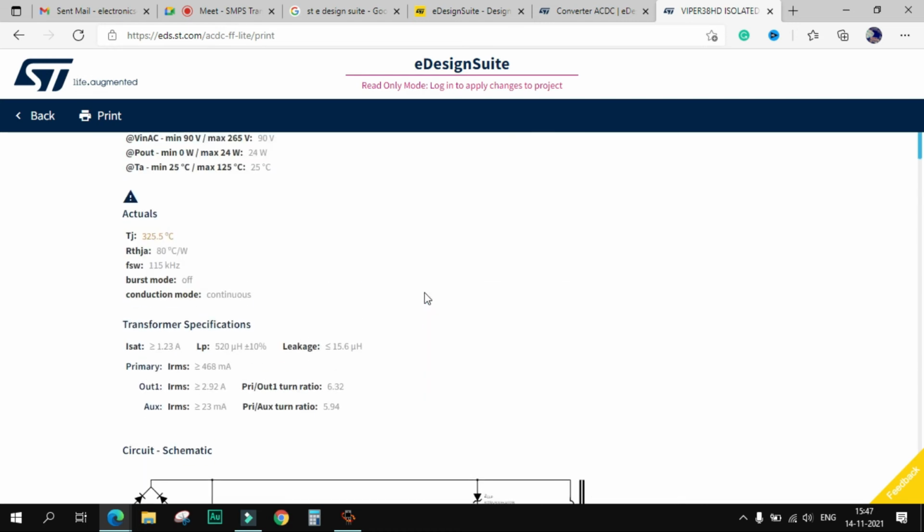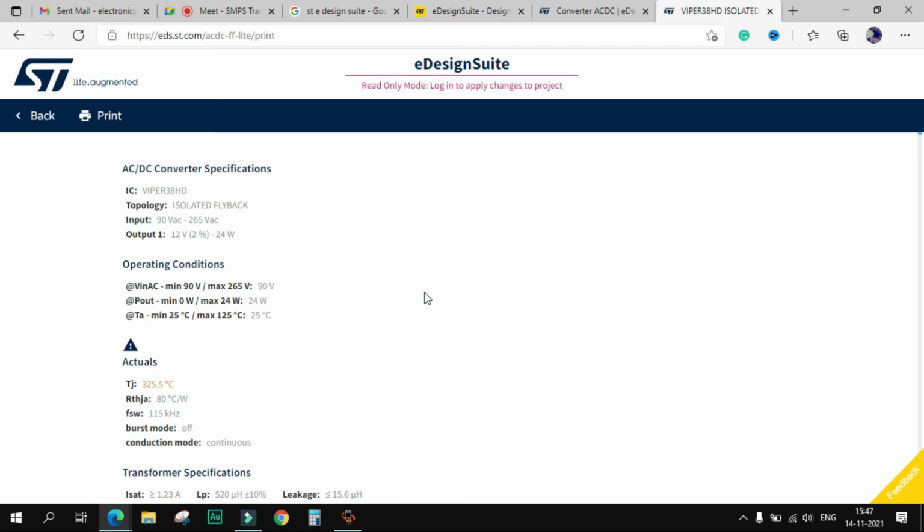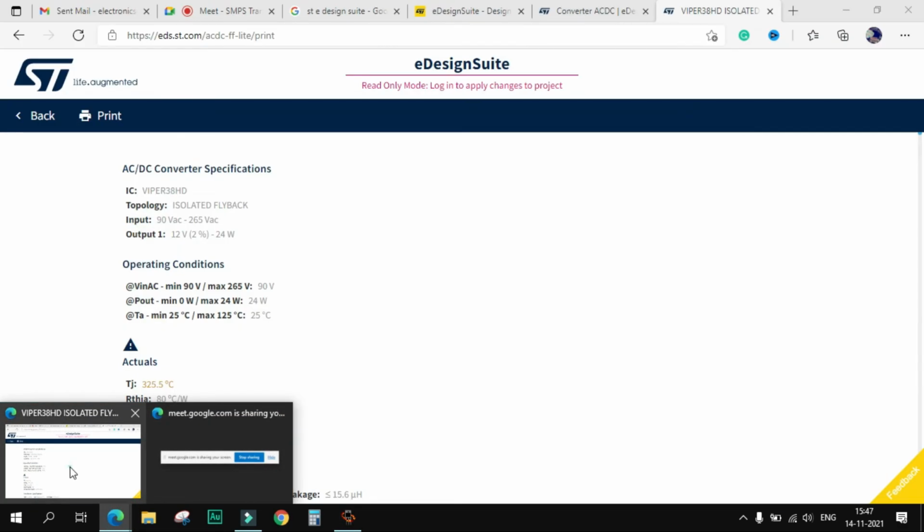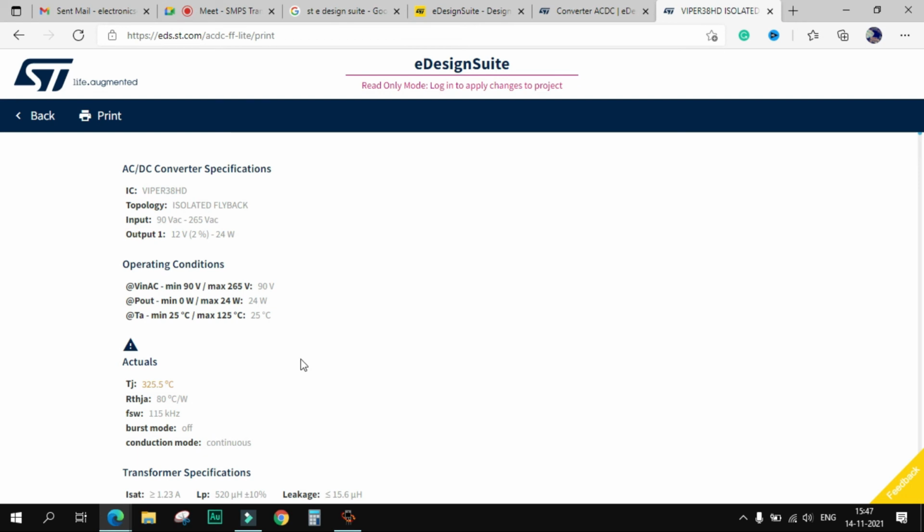Otherwise, there are two important tools for designing any flyback converter. One is this PI Expert, which is very good, as it will give you straight away the whole design. And another is this ST design suite.